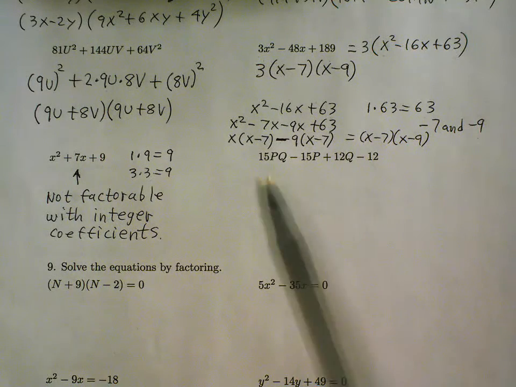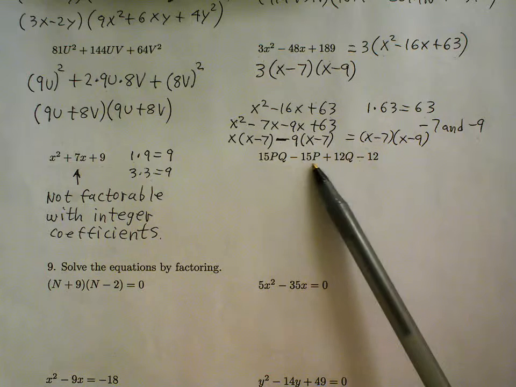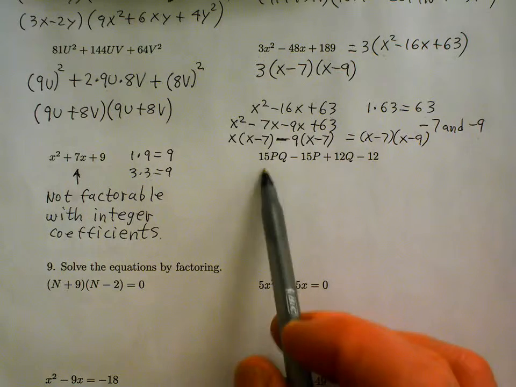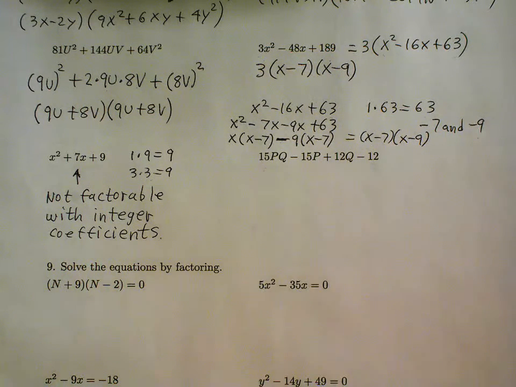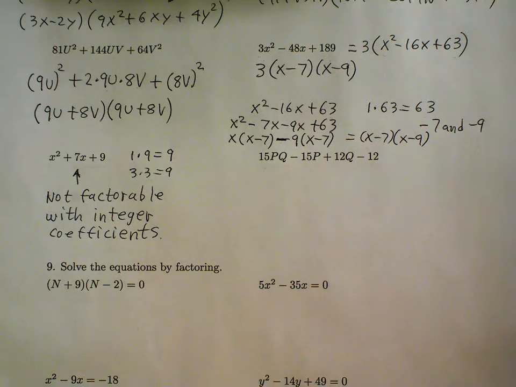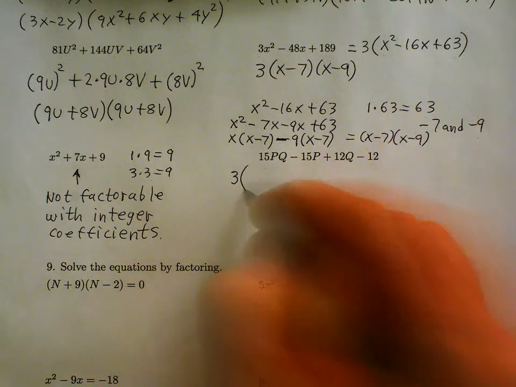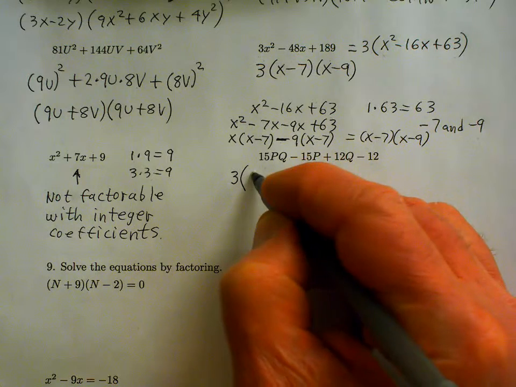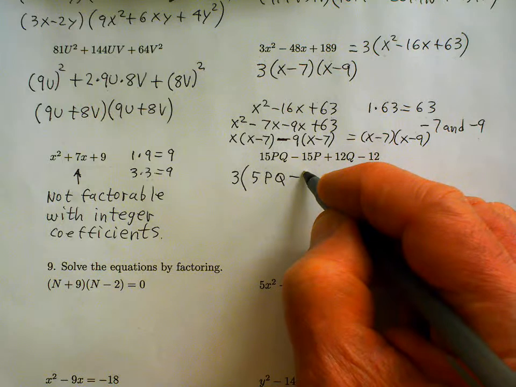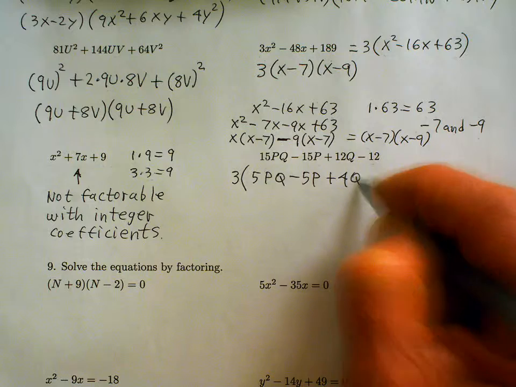Okay, the next one is a quadrinomial. 15pq minus 15p plus 12q minus 12. So we can try to factor by grouping. But first, the greatest common factor of all 4 terms is 3. So we'll factor 3 out first. And we get 3 times the quantity 5pq minus 5p plus 4q minus 4.